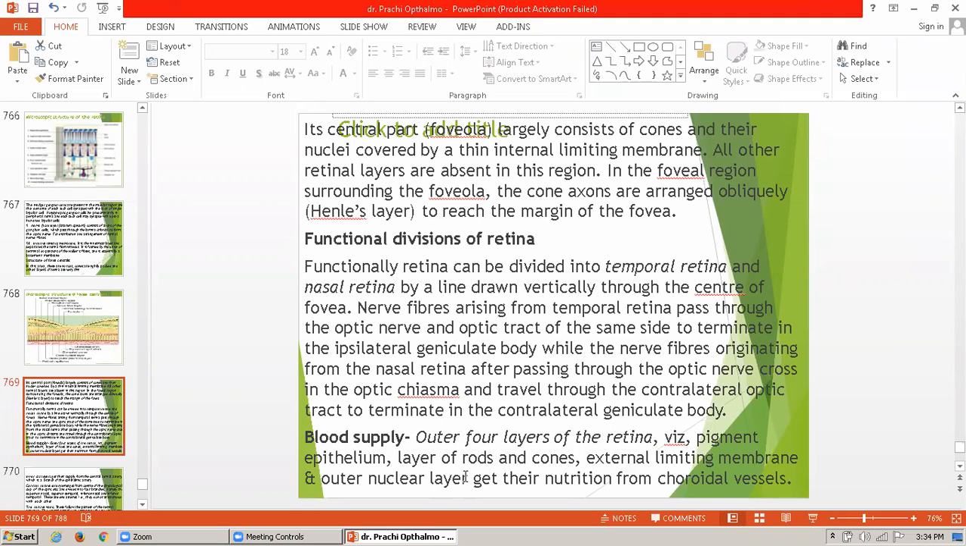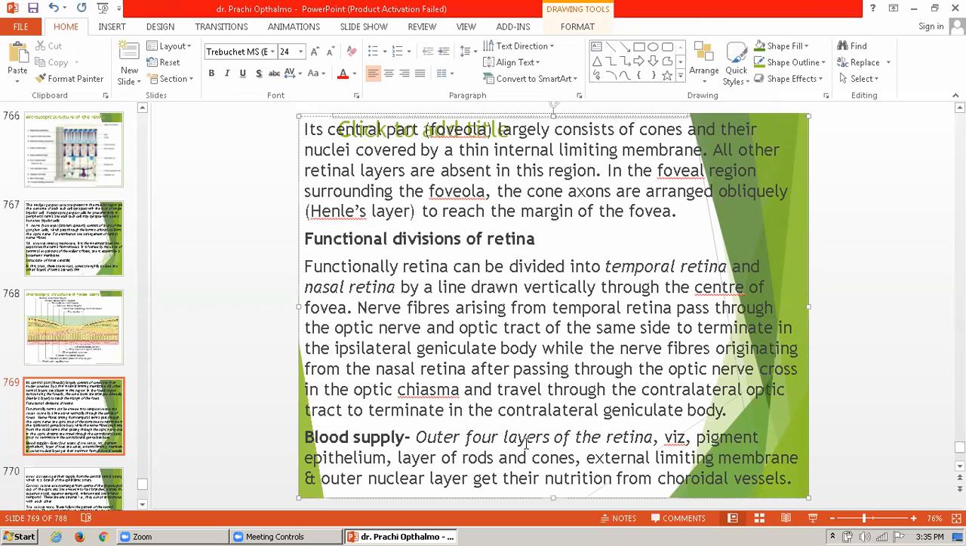Then the blood supply: the outer four layers of the retina, that is pigment epithelium, layers of the rods and cones, external limiting membrane and outer nuclear layer, get their nutrition from the choroidal vessels.